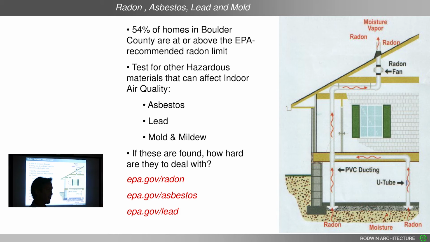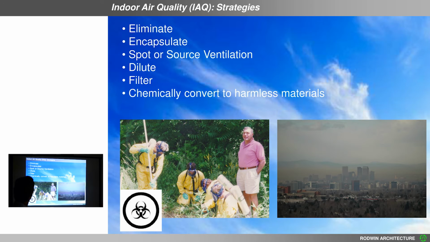solve that. So look for things like downspouts on the outside of a house that are not being diverted away from the foundation. Look for things like leaky water pipes inside of a house. These are some of the different ways to deal with various indoor air quality.